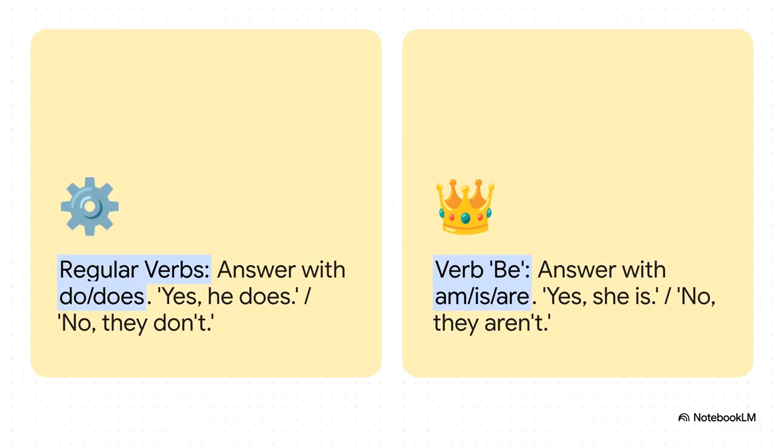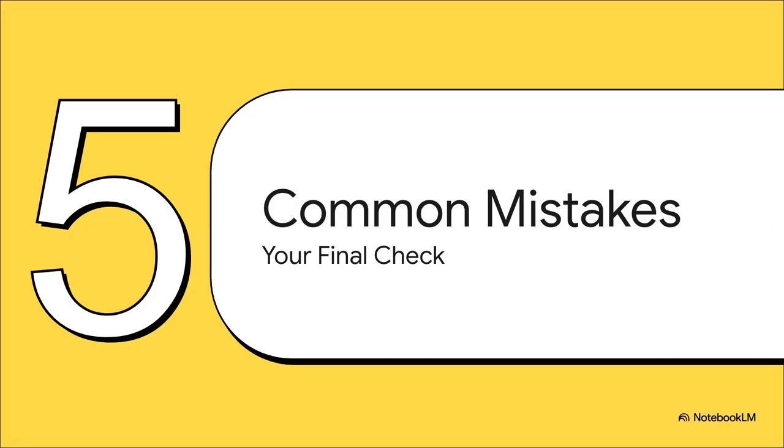And you see the same split in short answers. The rule here is so simple. Just answer with the verb you were asked with. Did the question start with does? Then you answer, yes, he does. Did it start with is? Then you answer, yes, she is. You just echo back the helper verb. Easy peasy.